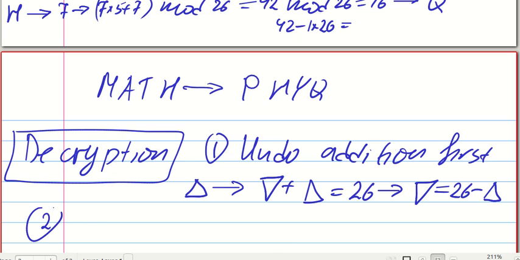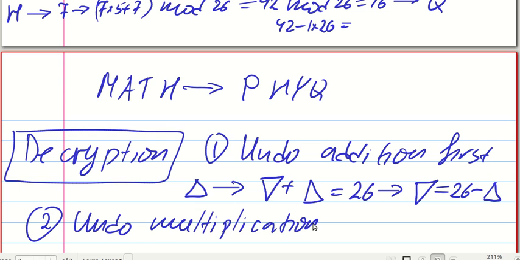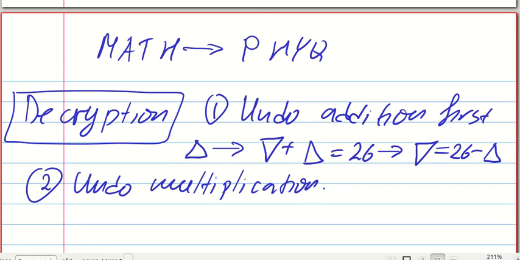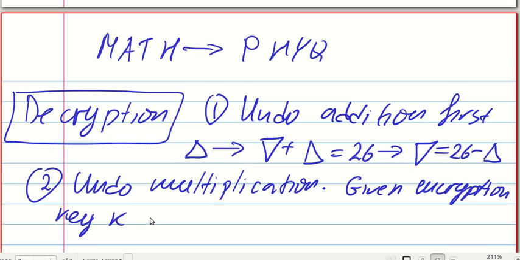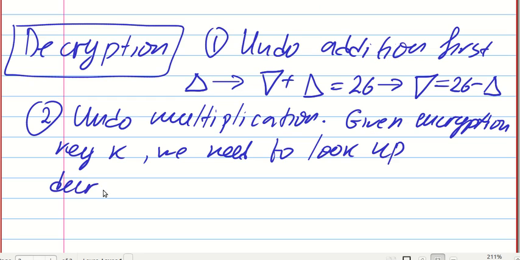And the second thing we're going to do is undo multiplication. To undo multiplication, we have to look up in the table. So given encryption key K, we need to look up decryption key J in the table.